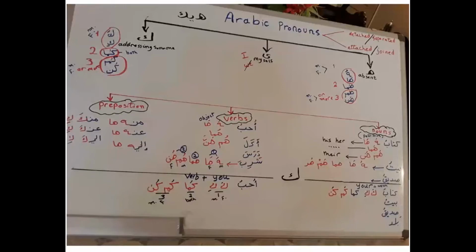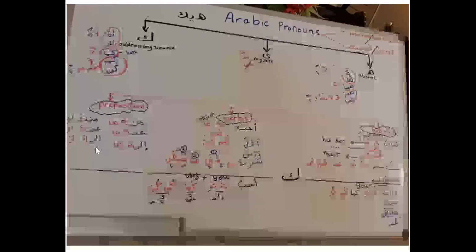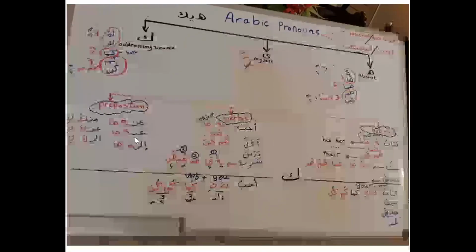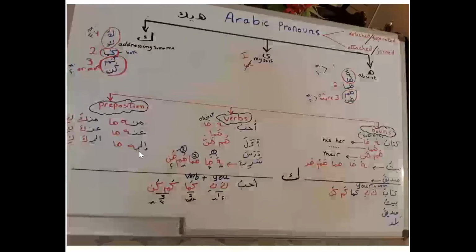Now we are talking about prepositions. Prepositions: من, إلى, عن, على, في, الباء, اللام, الكاف. So you can also say منه, منها, منهما, منهم, منهن, عنه, عنها, عنهما, عنهن, هكذا. Like that, you can carry on.